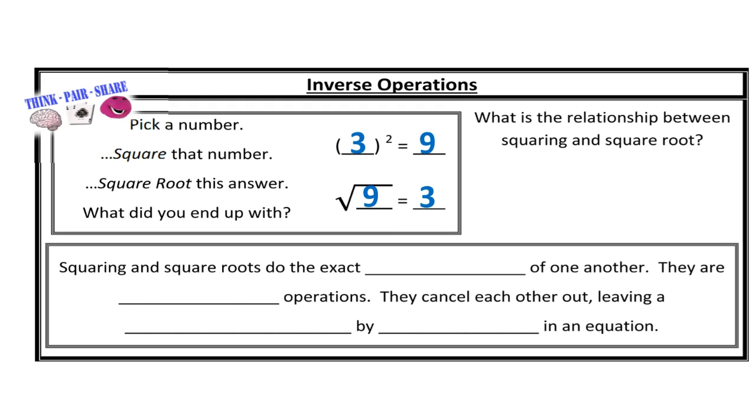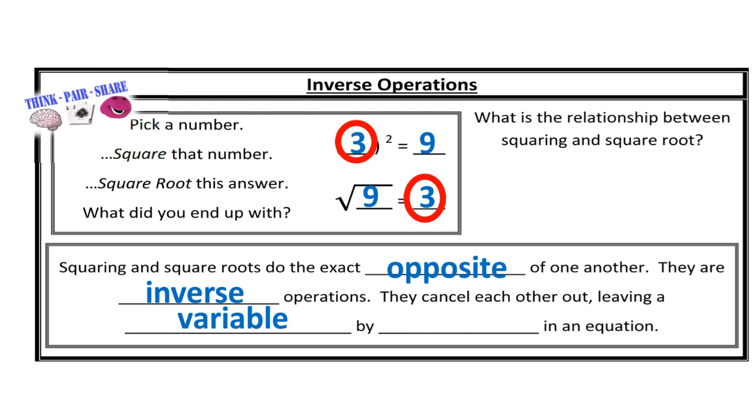When I square a value, I'm taking a value and multiplying it by itself 2 times. When I take a square root of a value, I'm finding 2 values that can be multiplied together to create the starting value. In your own words, what is the relationship between squaring and a square root? Squaring and square roots do the exact opposite of one another. They are inverse operations. We like to say that they cancel each other out, leaving a variable by itself in an equation.